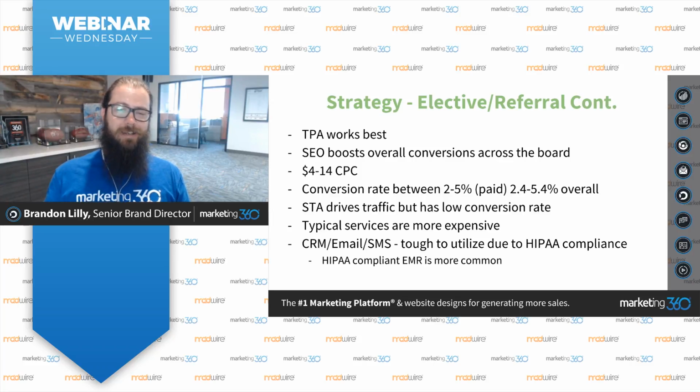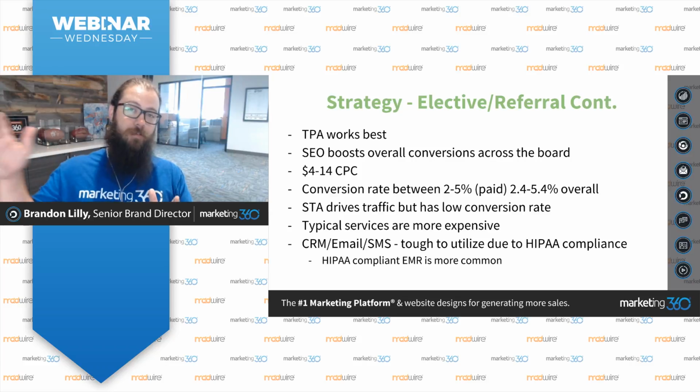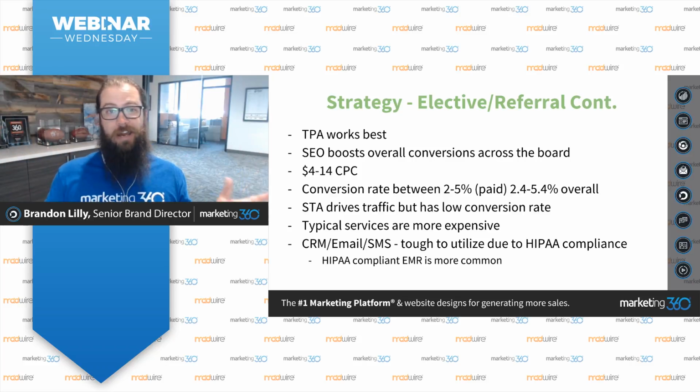Now, cost per click here is a little bit higher than we've seen some other places. This is $4 to $14. A lot of that has to do with there's more competition. This is more of an elective, so you probably are going to see less overall conversions than maybe urgent care, right? I don't have a choice. I got to go to urgent care. I do have a choice as to whether or not I want a nose job. I can wait. So the costs are a little bit higher.